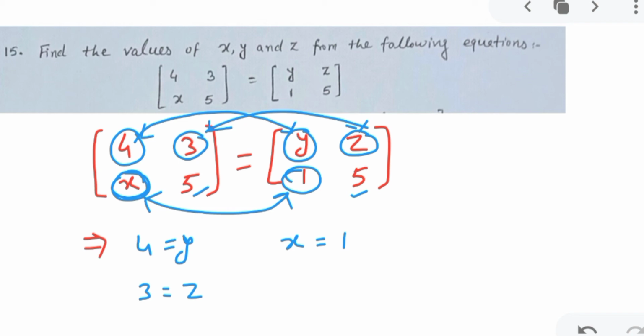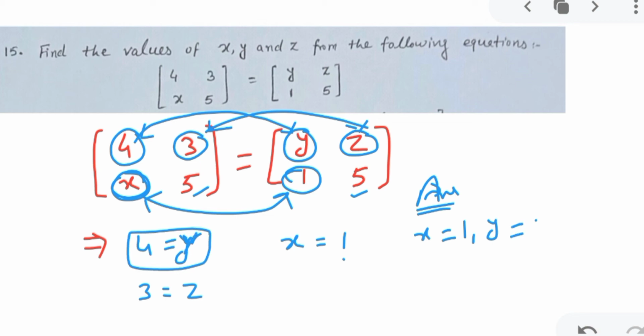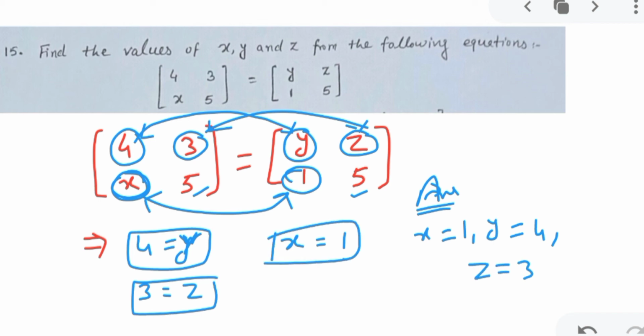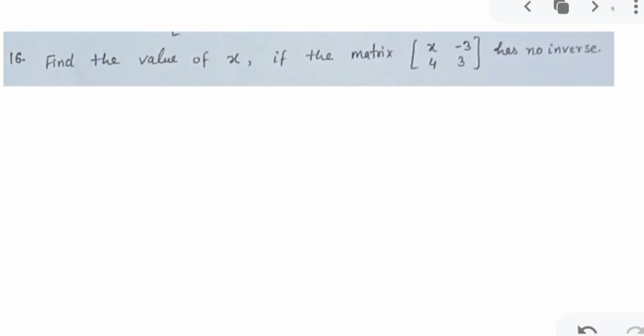So in this way we got the value of x as 1. You will write the x value as 1, the y value we got as 4, so y is 4, and the z value we got is 3, so z equal to 3, correct? So in this way we got the values. This will be our answer for question number 15. Okay, now we are moving to question number 16.